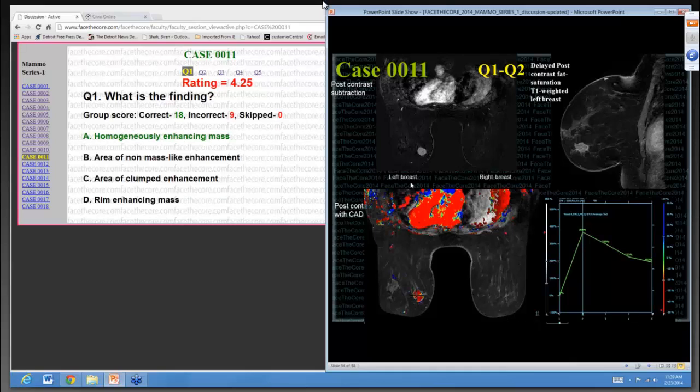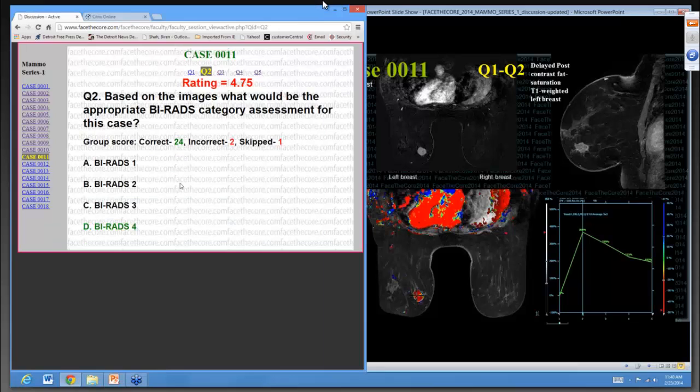So what we have here is an irregular enhancing mass located in the lower inner quadrant of the left breast anteriorly, and it's somewhat homogeneously enhancing. Of the answer choices, this would be a homogeneously enhancing mass. The BI-RADS atlas shows examples of non-mass enhancement, clumped enhancement, and those other types of lesions, which would be worth looking into on your own time.